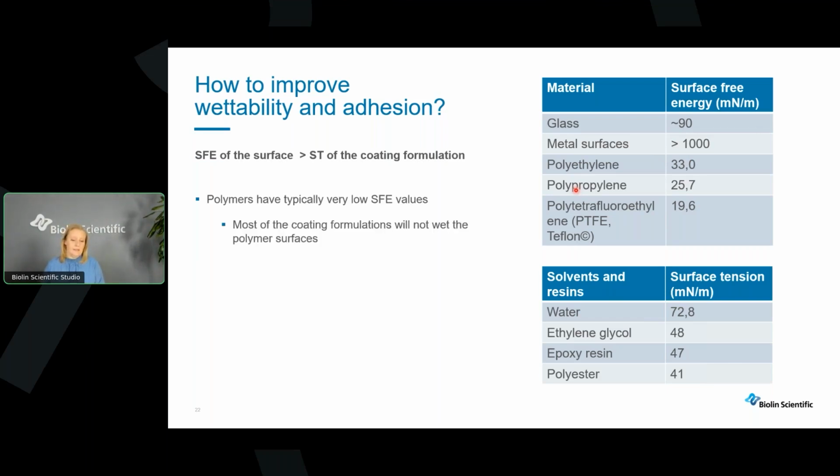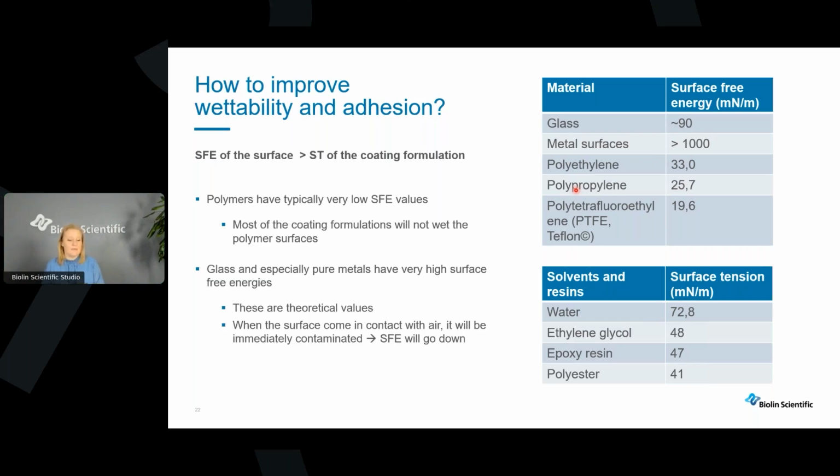And then there are, of course, different ways we can overcome this challenge, by either changing the coating formulation or modifying our solid surface somehow to get the surface free energy up. One thing to note here, though, is that glass and metal surfaces show quite high surface free energies, especially for metals. Theoretical surface free energies are extremely high because of the metallic bonds in the material.